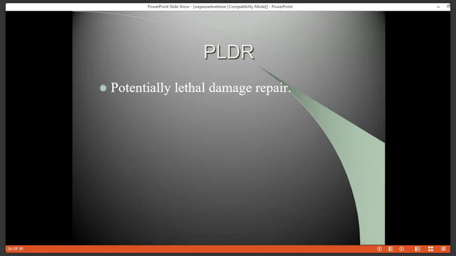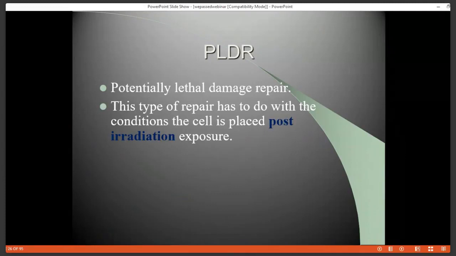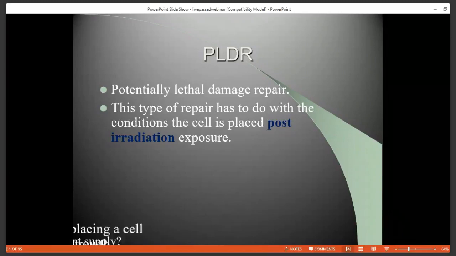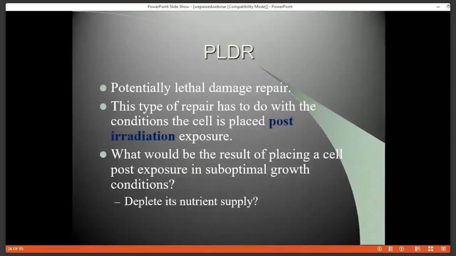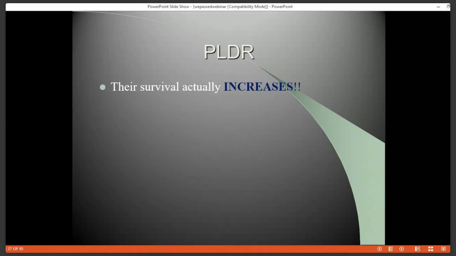Potentially lethal damage repair is a little bit different. It has to do with the conditions the cell is placed in post-irradiation exposure. What type of environment is this? So the question is, what would be the result of placing cells post-radiation exposure in suboptimal growth conditions, basically depleting their nutrient supply? One might expect that cell survival would go down in such conditions, but that's not the case here. Survival actually increases when cells are placed in suboptimal growth conditions post-irradiation exposure.